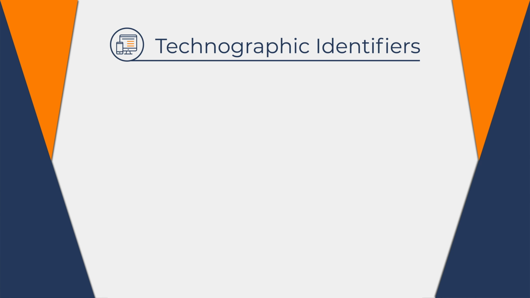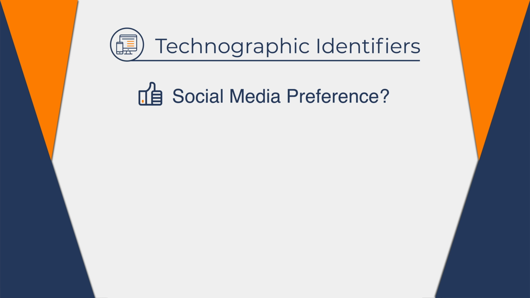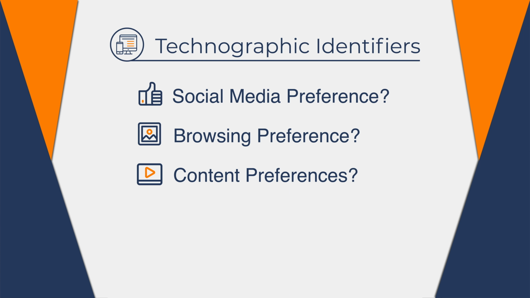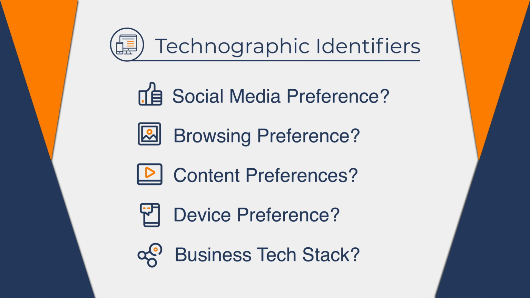Next, we'll talk about technographic identifiers. Weird word, right? What does it mean? Well, technographic identifiers are used to identify what technology people use. For digital marketing, this part is really important. You should be answering questions like, what social media platforms do your ideal customers use most? What websites are they browsing or what content are they consuming? What kind of devices do they have? And if you're B2B, what is the general tech stack used by the company you want to sell to? Most people spend most of their time online nowadays, so it's really important to identify where they are at when they are online.